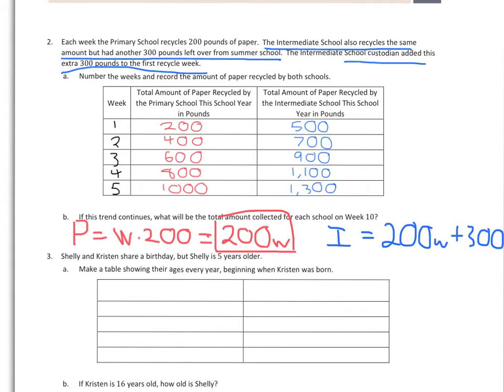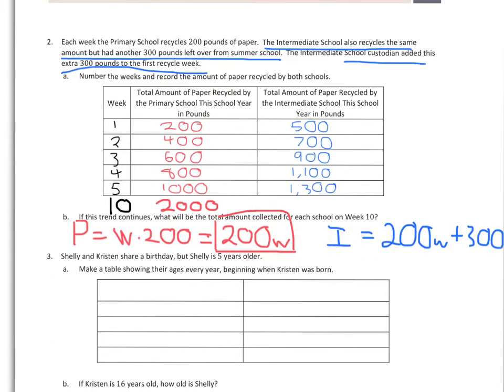So it says for each school on week 10. Well, week 10, I'm going to write that up here. Week 10. So for the primary school, week 10, we would use this expression right here, and that would just be 200 times 10. Since we're just multiplying times 10, we can just add a 0. So that would in fact be 2,000.